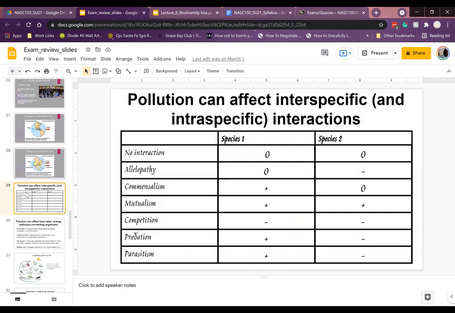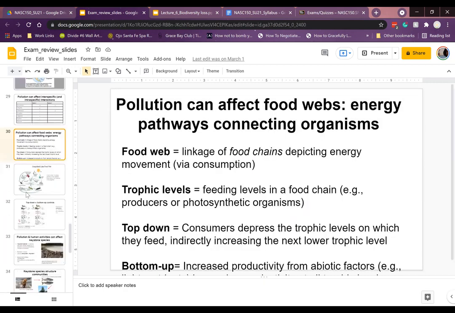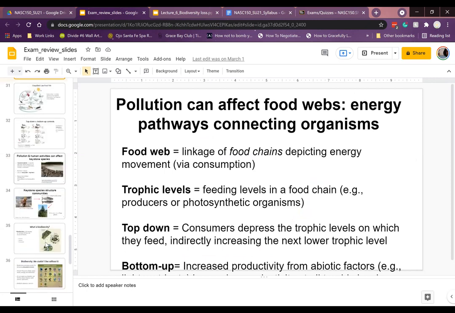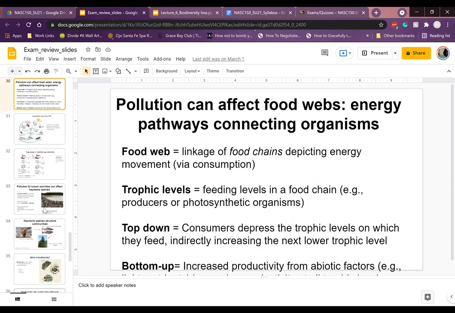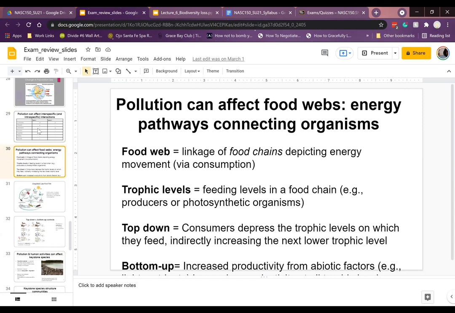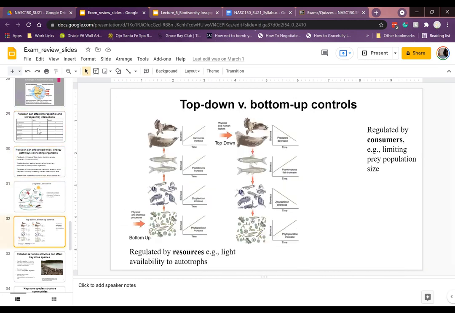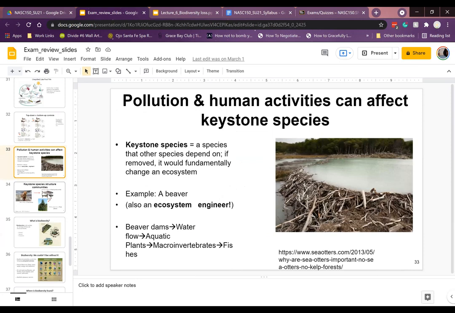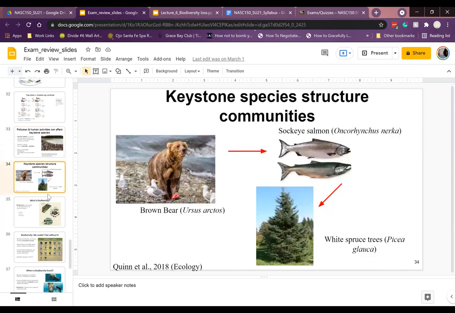You can ignore these couple slides. I was originally going to have this be part of the exam, but I realized that I didn't talk about these things. So you can ignore slides 29 through 34, because we haven't talked about those yet. We will, but we haven't talked about them yet.